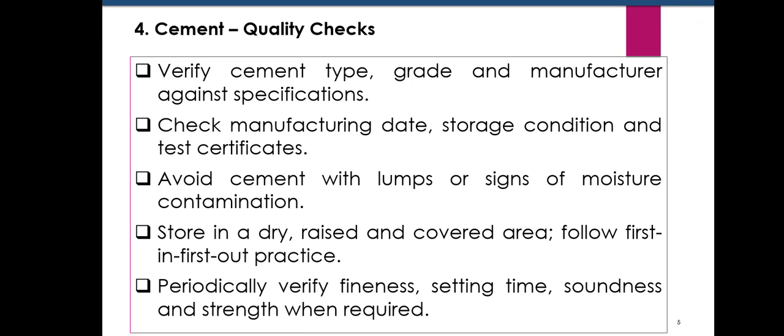It should be stored in a dry, raised, and covered area. The first in, first out principle should be followed so that older cement is used first. Where required, cement can be checked for properties such as fineness, setting time, soundness, and strength.